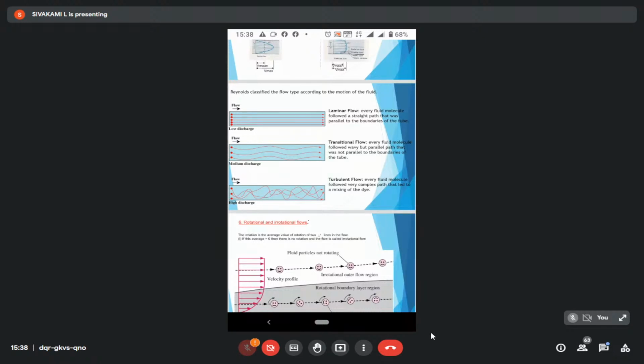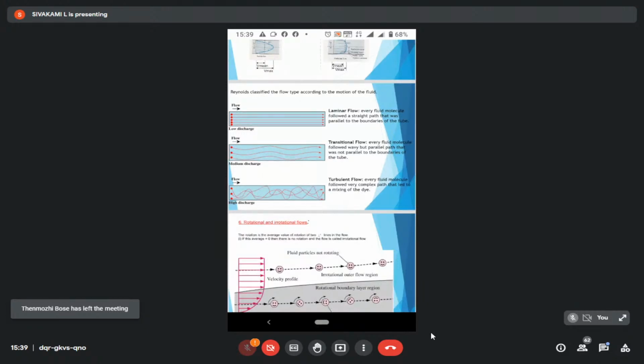If it oscillates like a small oscillation, if we can predict the pattern, just like waves, parallel to the path but not parallel to the boundaries of the tube, it is called the transitional flow. And the third pattern: if we cannot predict what type of flow is going on in between the parallel edges, that is called a turbulent flow.